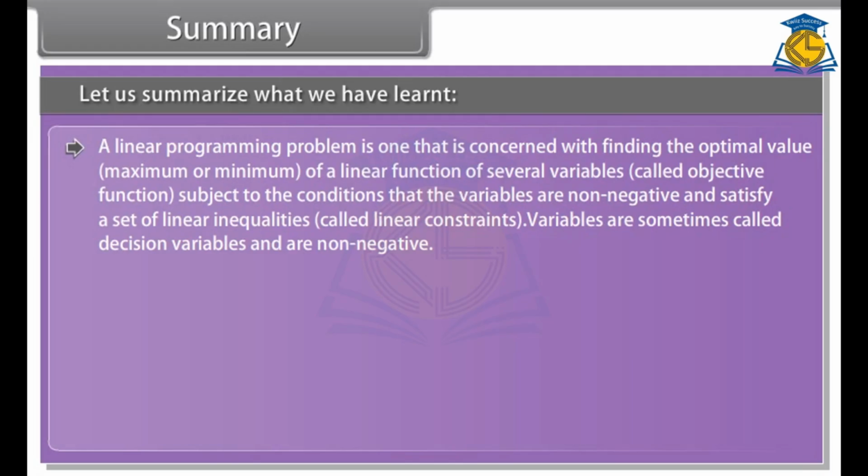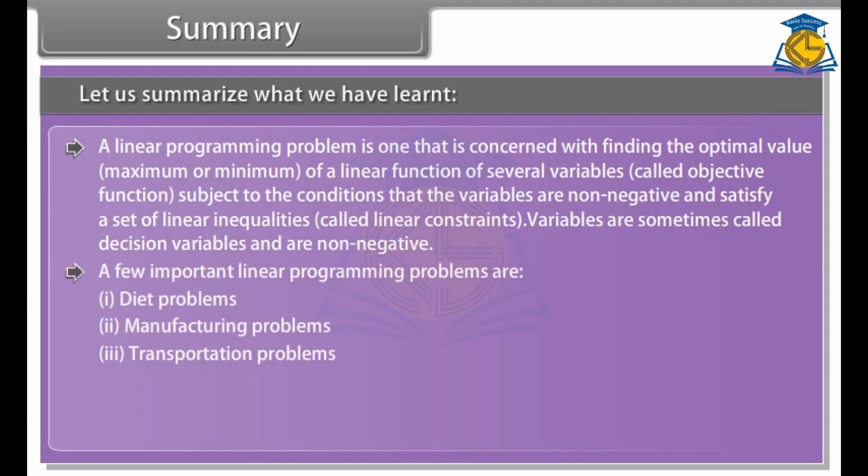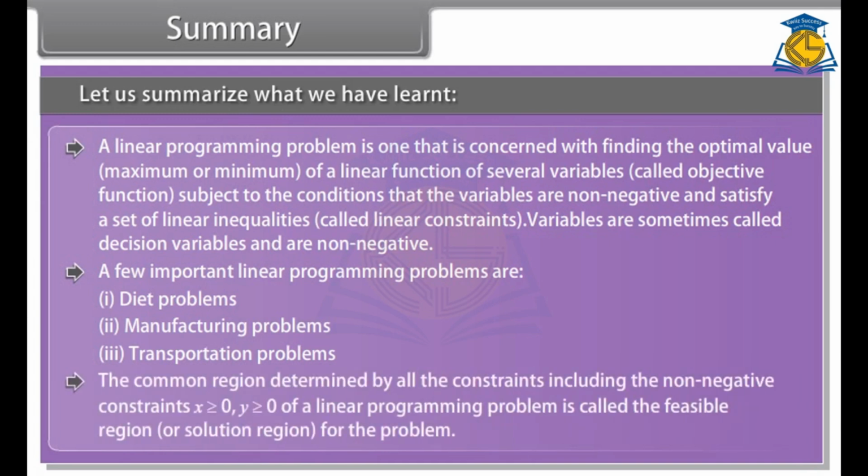Variables are sometimes called decision variables and are non-negative. A few important linear programming problems are: 1. Diet problems, 2. Manufacturing problems, 3. Transportation problems. The common region determined by all the constraints, including the non-negative constraints x ≥ 0, y ≥ 0, of a linear programming problem is called the feasible region or solution region for the problem.